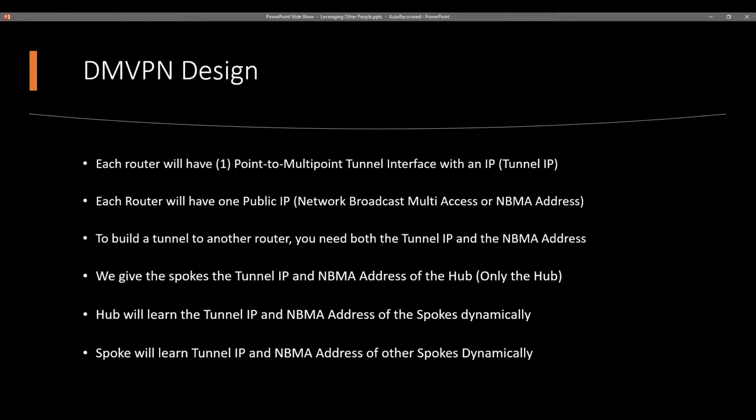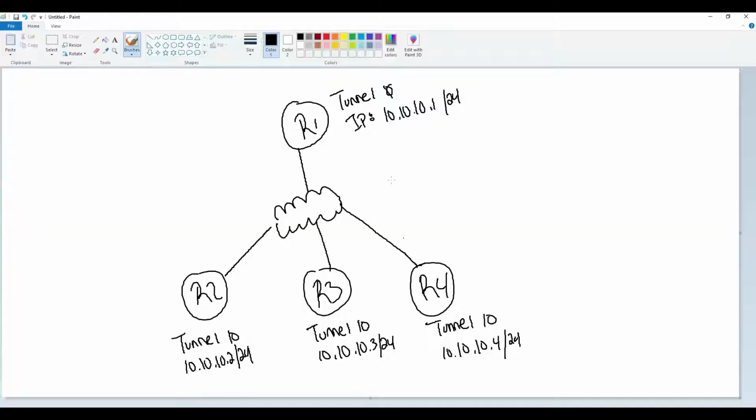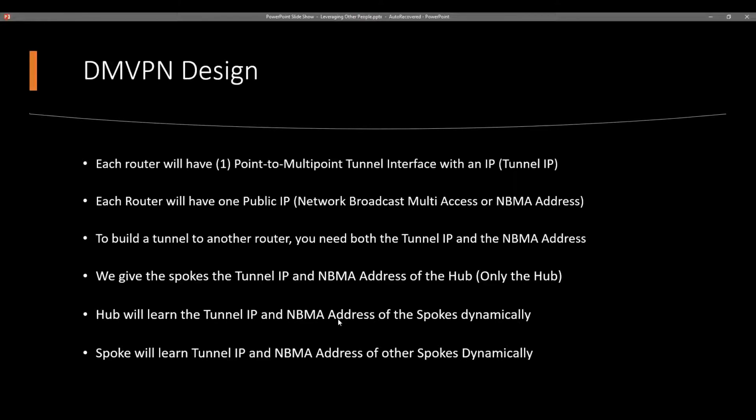Okay, so each router is going to have one multipoint tunnel interface with a tunnel IP. Each router is also going to have one public IP, which is the non-broadcast multi-access, or the NBMA, address. So remember, each router is going to connect to the internet. On this interface on router 1, connecting to the internet, he's going to have an IP of 11.11.11.11. On this interface on router 2, his is going to be 22.22.22.22. On router 3, that interface is going to be configured for 33.33.33.33. I know I kind of ran out of room. And then router 4's is going to be 44.44.44.44. We're just going to keep everything simple. So each router is going to have a tunnel interface with a tunnel IP, and they're each also going to have a public IP, which is the NBMA address.